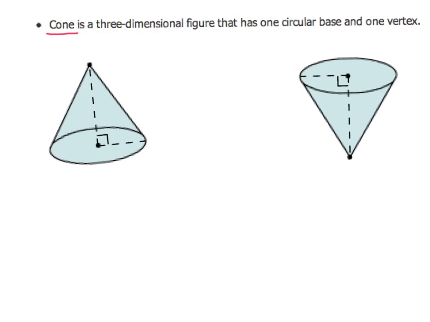All right, so here's the definition of a cone. A cone is a 3D figure that has a circular base and a vertex. So again, here's the circular base. The vertex is up here. And then here's the height. It goes from the middle of the base up to the vertex, or to that point. Same thing here. Here's your circular base, and then here's the height from the middle of the base all the way up to the vertex.